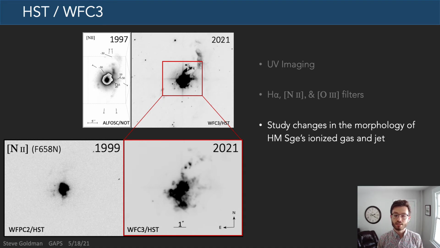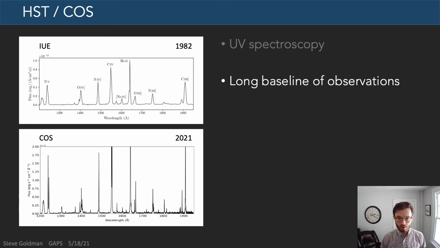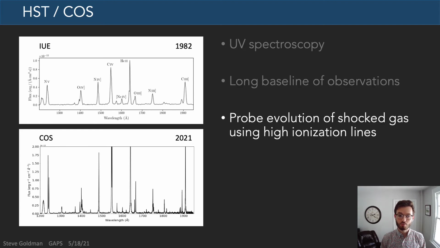In addition to this, we also have Hubble COS UV spectroscopy, where we're looking at these high ionization lines. And so we have a long baseline of observations for this. So these are from 1982. And the goal is to probe the evolution of the shocked gas using these. So you can see some of the similar lines in our new spectra. And for this, we have 3 different pointings, 1 on the central source, and then 2 a little bit farther out. So these are our Hubble observations.